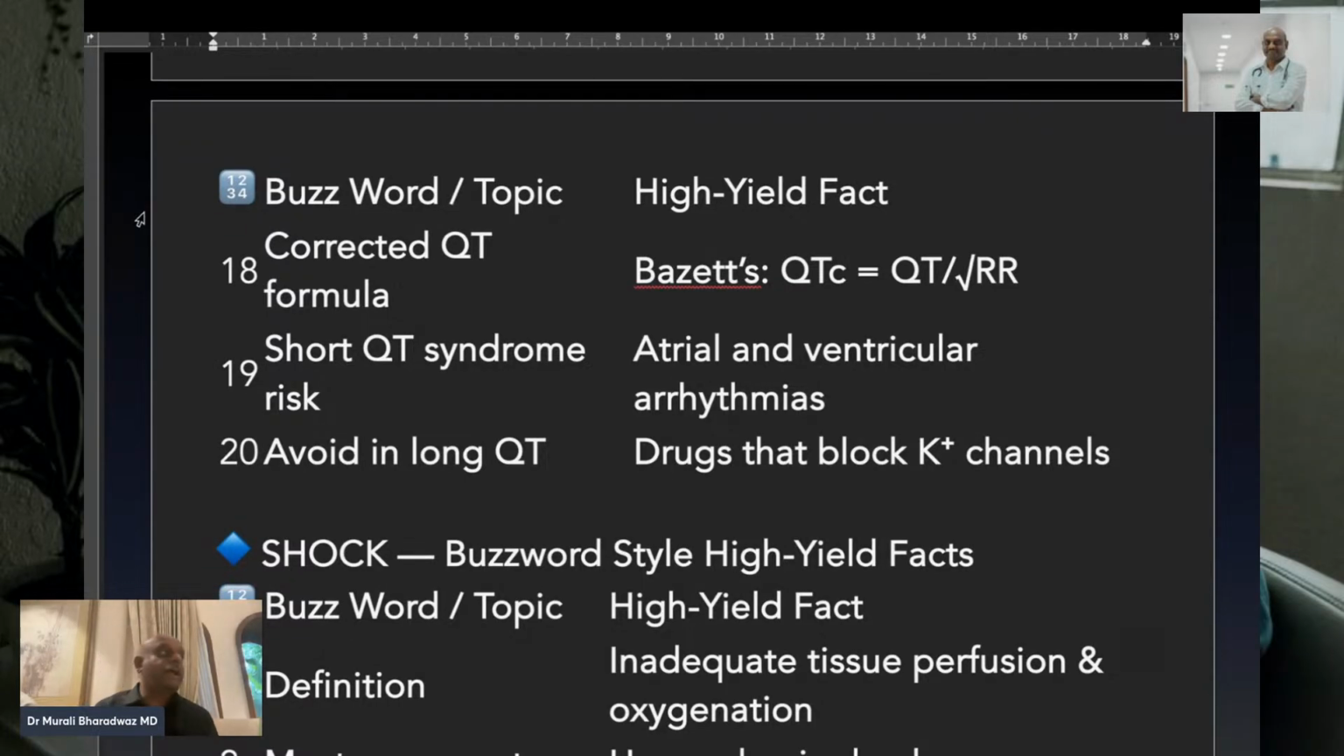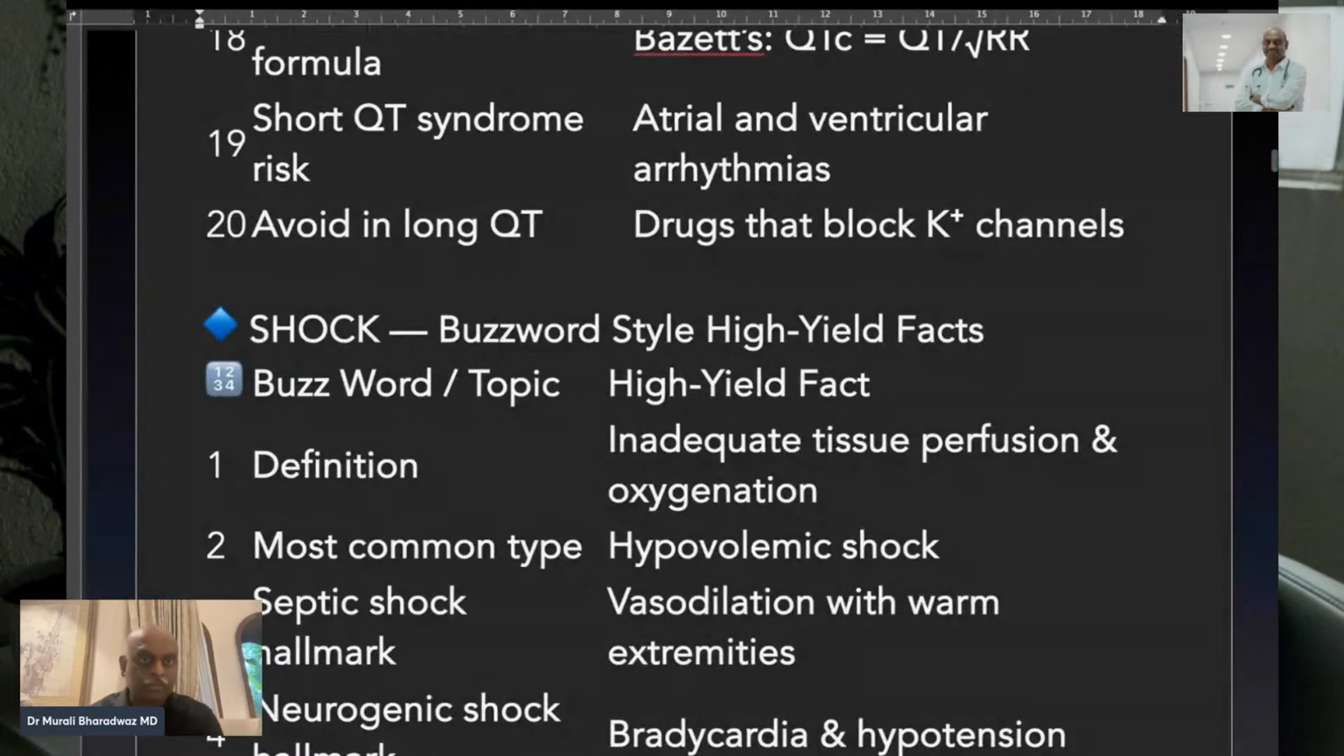So we should avoid class 1A and class 3 antiarrhythmics. QT prolongation will come and sit in the exam like a ghost. Now you are king. Are you ready? Good. So nice. Thank you, sir, for such conceptual teaching.